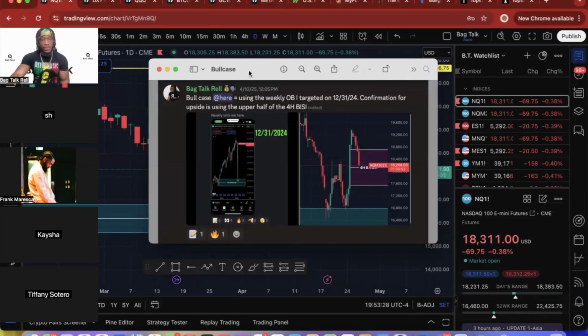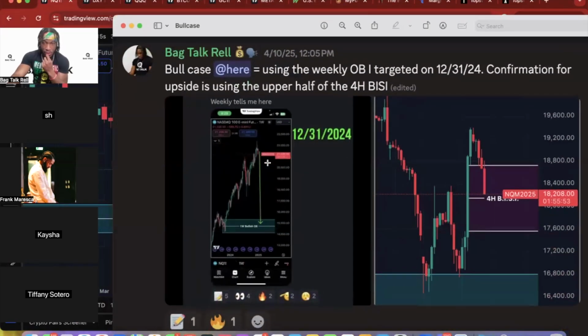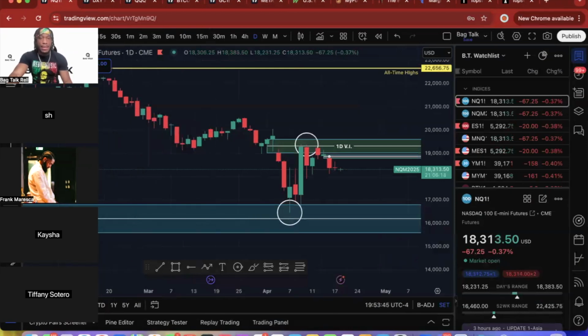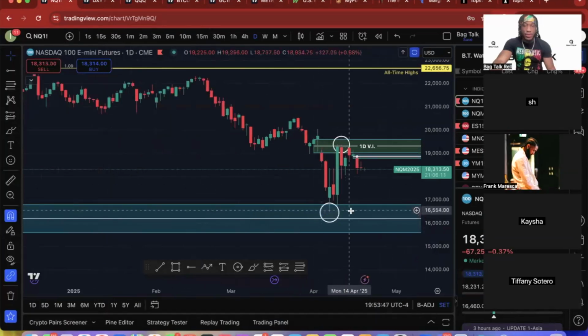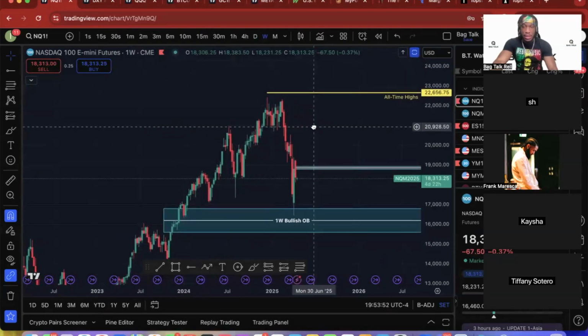On December 31st, 2024, I put out this projection. Let me zoom in a little bit. Yep, I put out that projection on the left side. Before we ever knew there would be a bear market, I said price gonna come down straight into this weekly bullish order block. Let me show you that on the screen right now. That is this blue area. And I will show you from a weekly perspective.